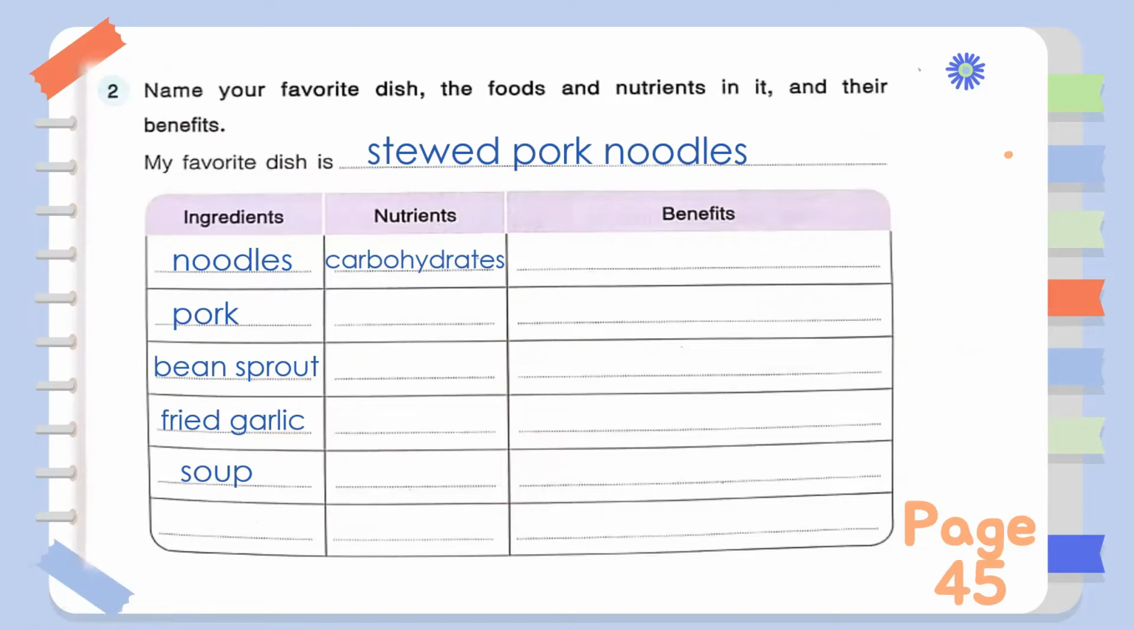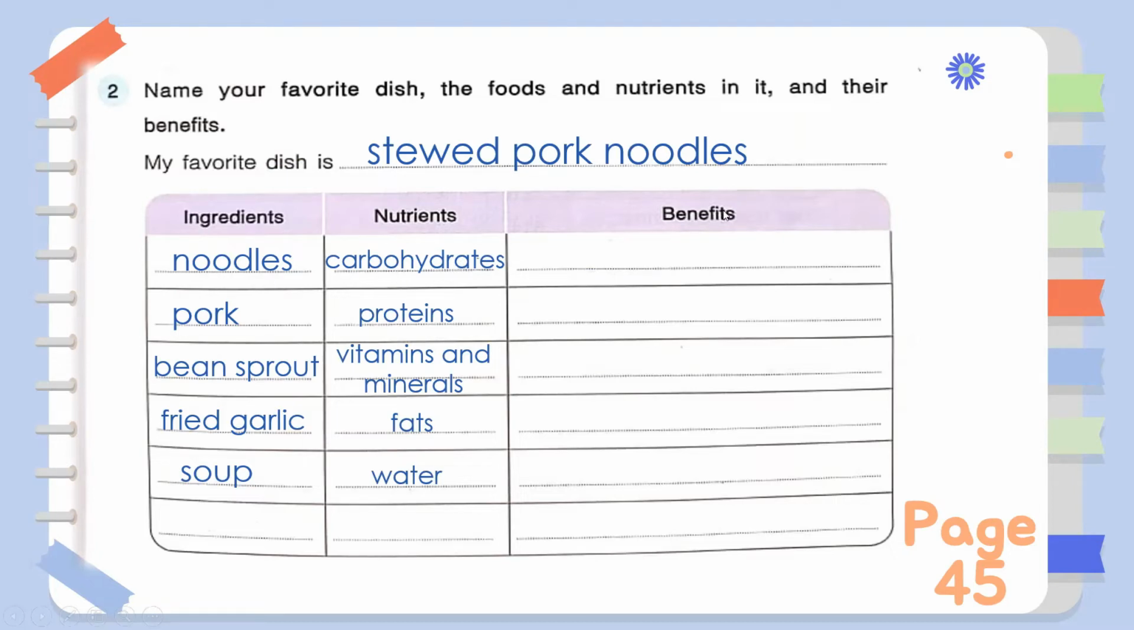And then after that, what nutrient can I get from pork? It's a meat, so I can get proteins. From bean sprout, I can get vitamins and minerals since it's a vegetable. From fried garlic, I can get fats. From soup, of course, I can get water. These are the nutrients that I can get from these ingredients.